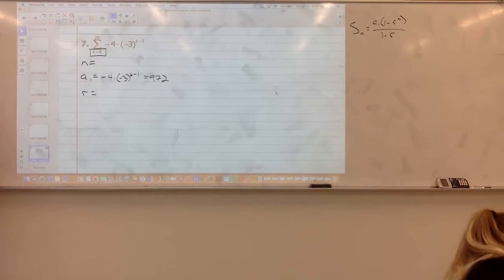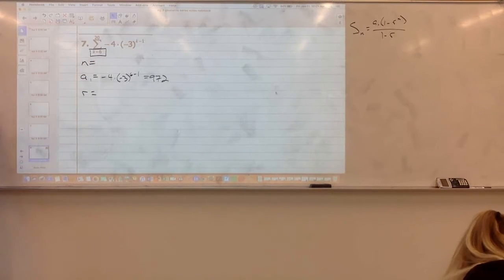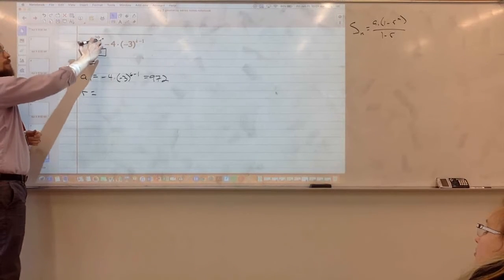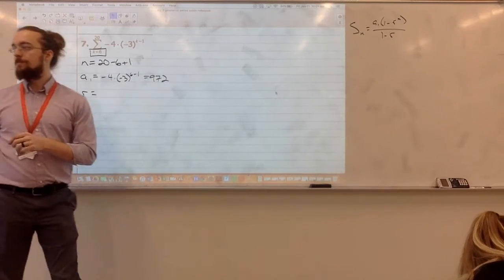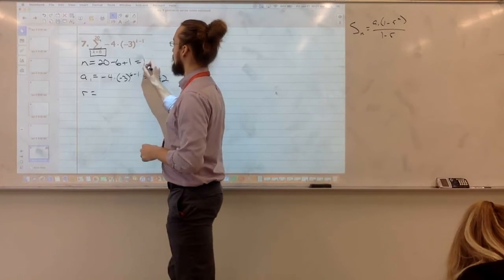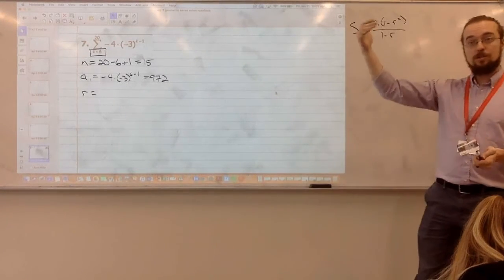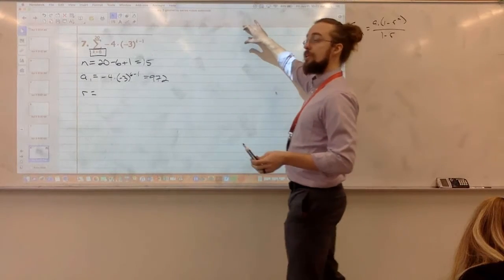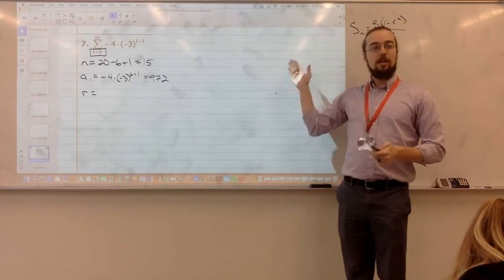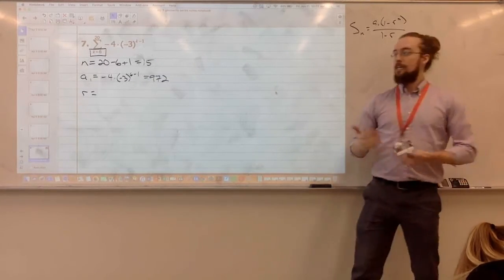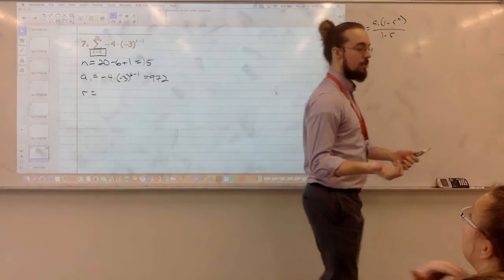Now, a little better way of figuring that out than just counting from 6 to 20: take the top number minus the bottom number and add 1. That gets me 15 terms, and that'll work every single time. It even works for the ones we just did. In number 6, we went from 1 to 8, so 8 minus 1 plus 1 gives 8 total terms. Here, 20 minus 6 plus 1 gives 15 total terms.